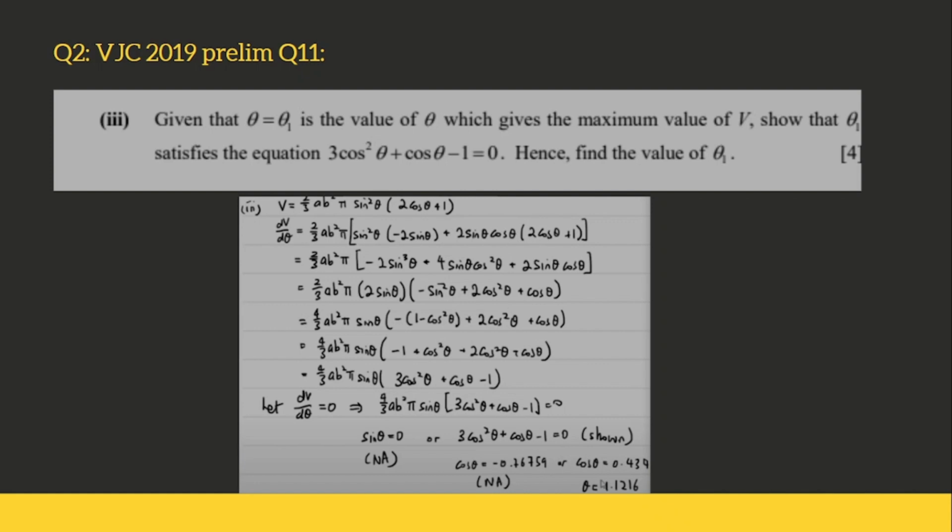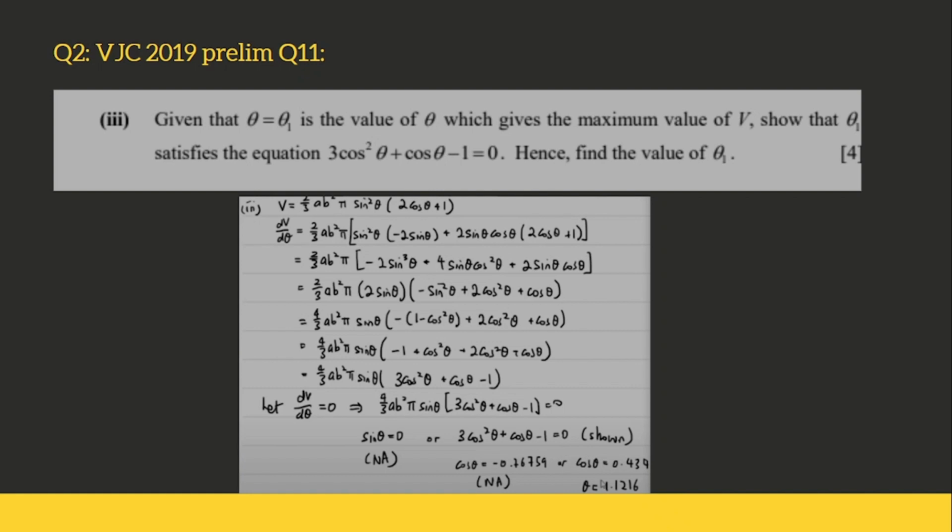So the thing is, if we want it to be a maximum value, of course our dV over d theta will be equal to 0. So this can create two scenarios. Our sine theta is 0, or our 3 cos squared theta plus cos theta minus 1 is equal to 0. So for sine theta equals 0, it's not applicable, because otherwise the pencil will be like a flat line. So that's why we will put it as not applicable.